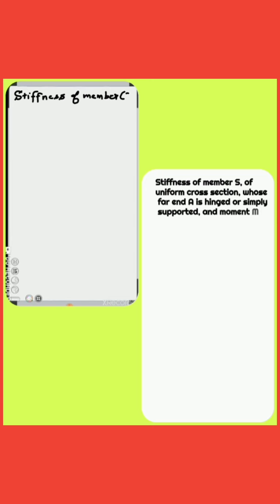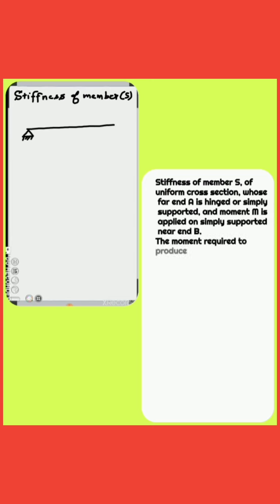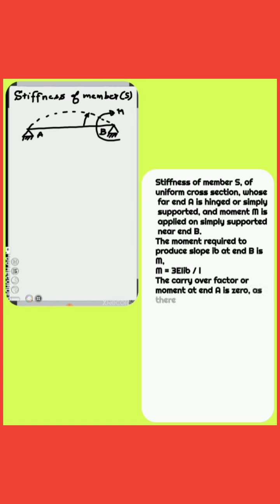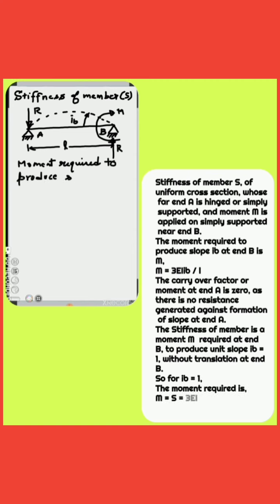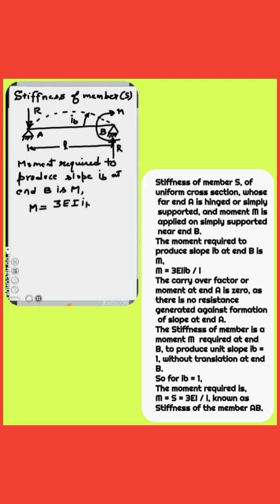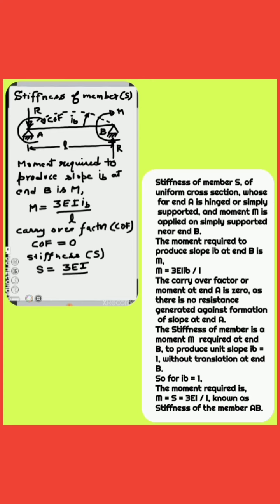Stiffness of member S of uniform cross-section, whose far end A is hinged or simply supported, and moment M is applied on simply supported near end B. The moment required to produce slope theta B at end B is M. M equals 3 E I theta B upon L. The carry-over moment at end A is 0, as there is no resistance generated against formation of slope at end A. The stiffness of member is the moment M required at end B to produce unit slope theta B equals 1, without translation at end B. So for theta B equals 1, the moment required is M equals S equals 3 E I upon L, known as stiffness of the member AB.